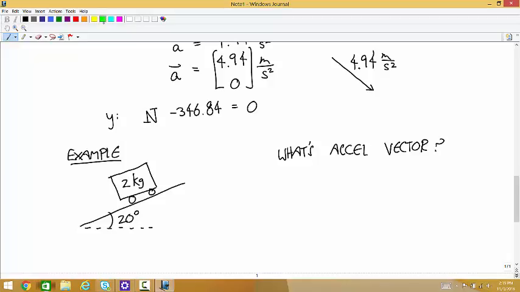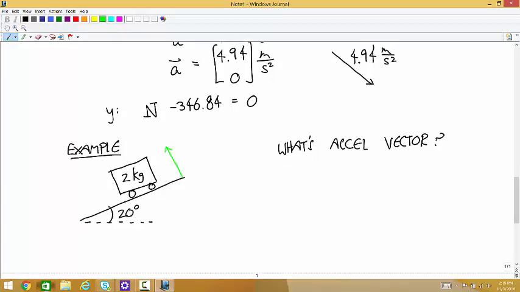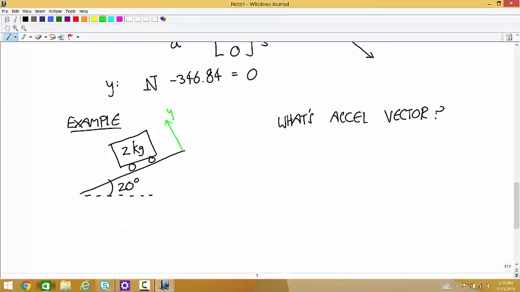So the first thing we have to do is choose this rotated coordinate system. The y-axis points right out of the surface. And then which way does the x-axis point? Up the ramp or down the ramp? Up.